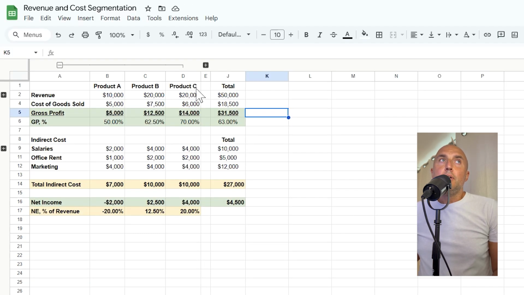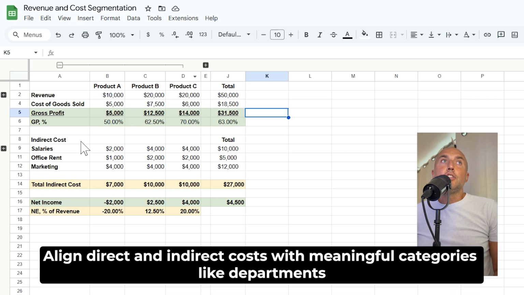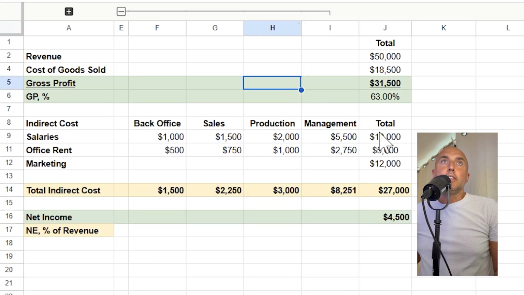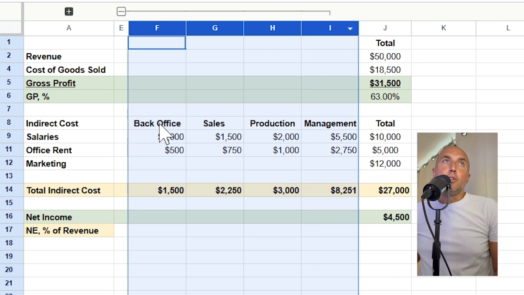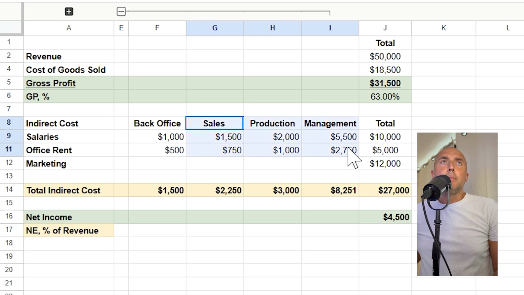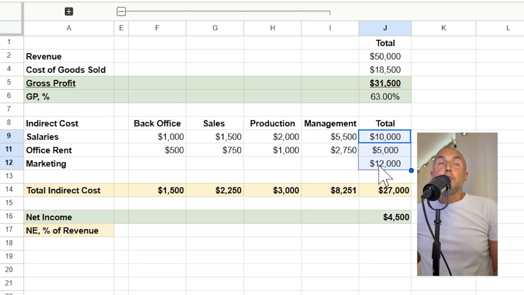So the other type of segmentation is the indirect cost. Right now, we have, before we segmented it by revenue streams, we can also segment our indirect cost by what's called department. It can be your back office, which is accounting, HR, any other back office functions. It can be your sales, production, management, any other. But it's the same logic for every type of indirect cost on a general ledger level.